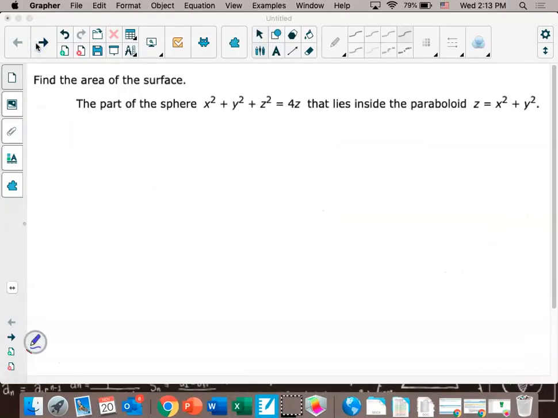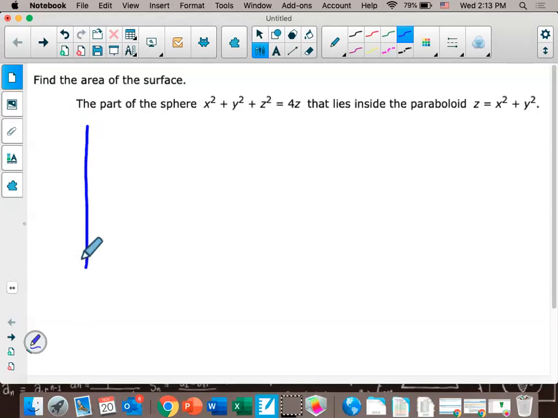So we get this kind of a shape like that. The first thing we've got to do is find that circle, because that's going to generate all the points that we have to plug in. The z's are easy, finding the circle. So I'm going to do this by substitution. I'm going to replace z in my other equation with x squared plus y squared. And this is a pretty easy one to convert to polar, right?